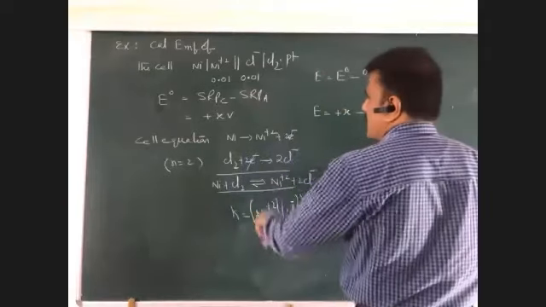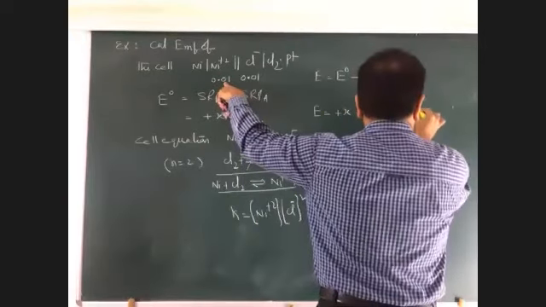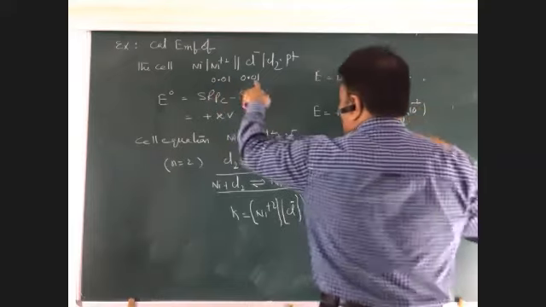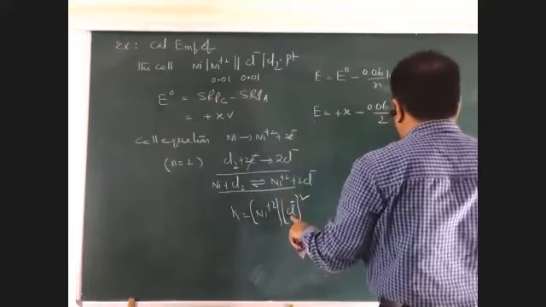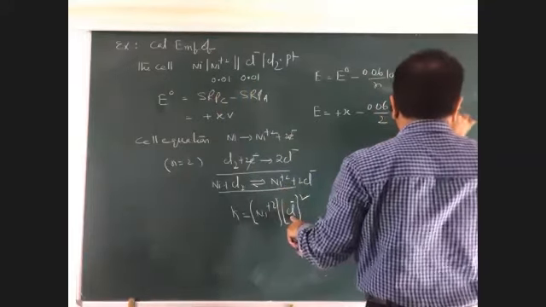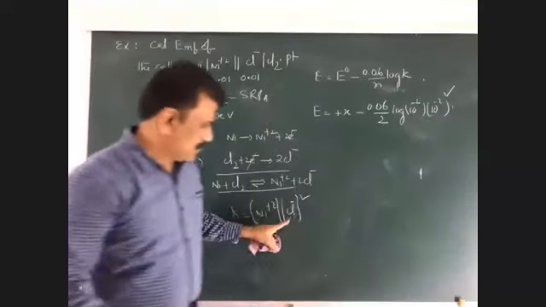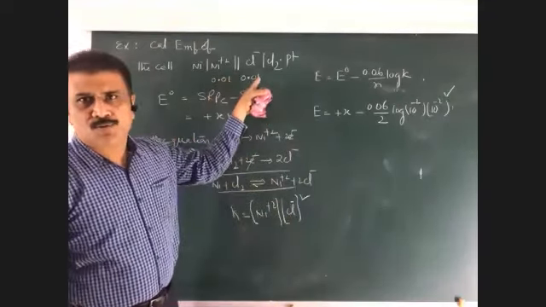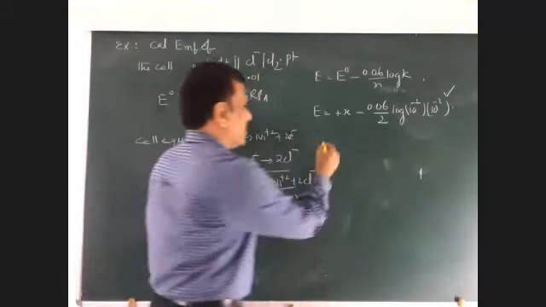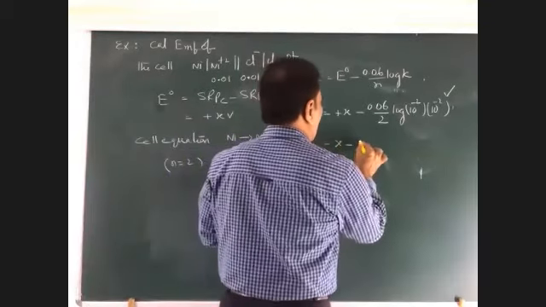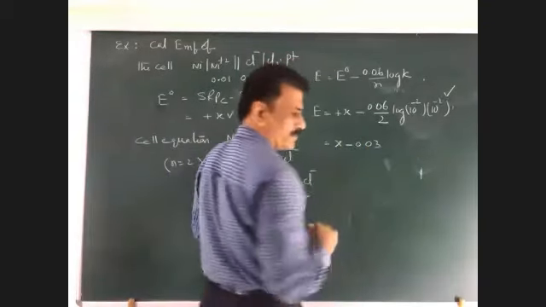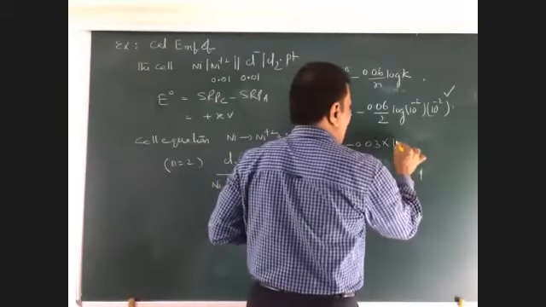What is the nickel ion concentration? 10 power minus 2. What is the concentration of chloride ion? 10 power minus 2, whole square. Both are 10 power minus 2. Listen. So here it is X minus 0.03 into log.